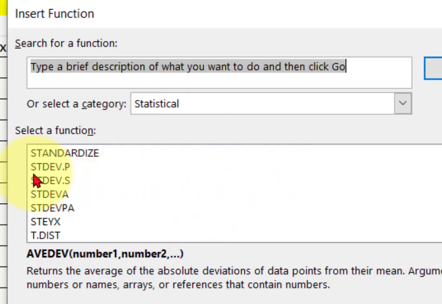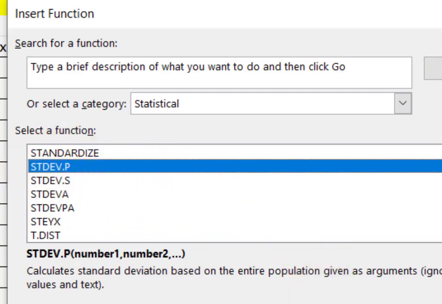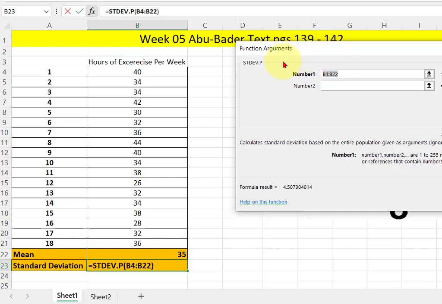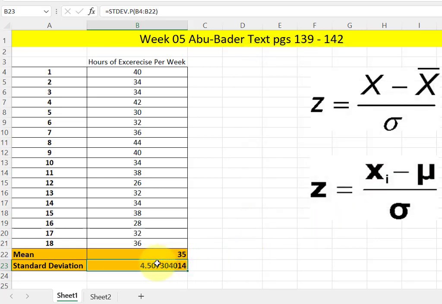Now, there's always a couple of standard deviations and means and everything. So the P means population. The S means sample. Without going into a lot of detail, they're really, really close to each other at this point with such a small sample size. So we're just going to pick STDEV.P. That P stands for population. Click OK. And this is saying, where do you want the numbers? And it is B4 through B21. I noticed that right now. So I'm just going to click OK. Bam. So there's our standard deviation.